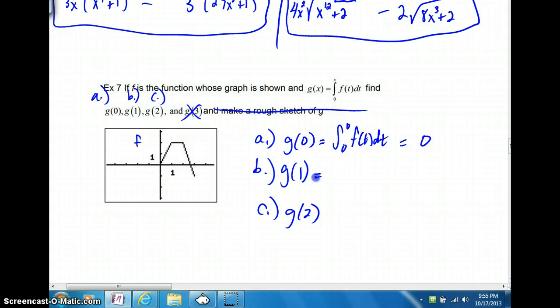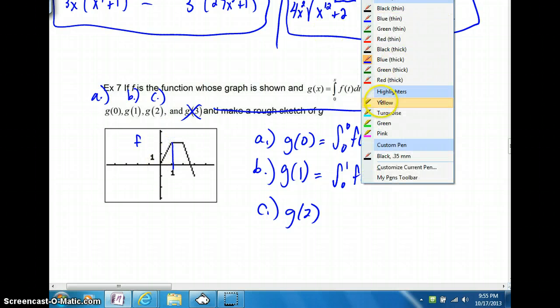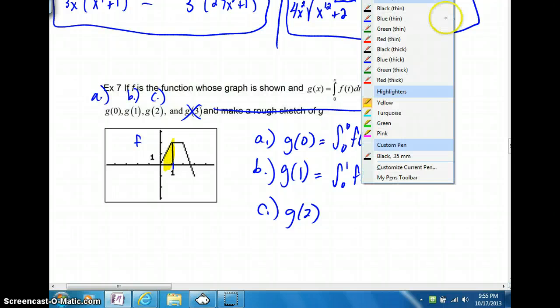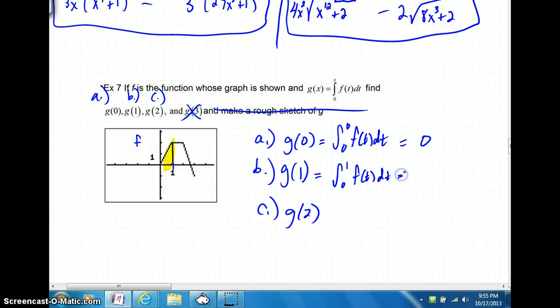a 0. Look, when I plug in a 1, I'll get from 0 to 1 of f of t dt. Well, I'm saying find the net area from 0 to 1. Well, from 0 to 1, guys, take a look at this. This is a triangle. And we could find geometrically that we've got 1/2, a base of 1. My height is actually a 2. Look, the 2's cancel out. You're just left with a 1.